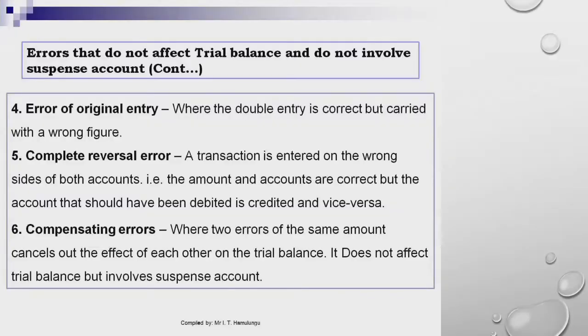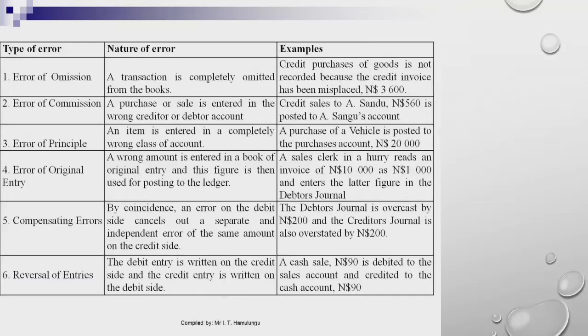Okay? Compensating error, where two errors of the same amount cancel out the effect of each other in the trial balance. It does not affect the trial balance but involves the suspense account. These are types of errors with examples. Just have to take a look at them one by one, like I've already explained them to you.